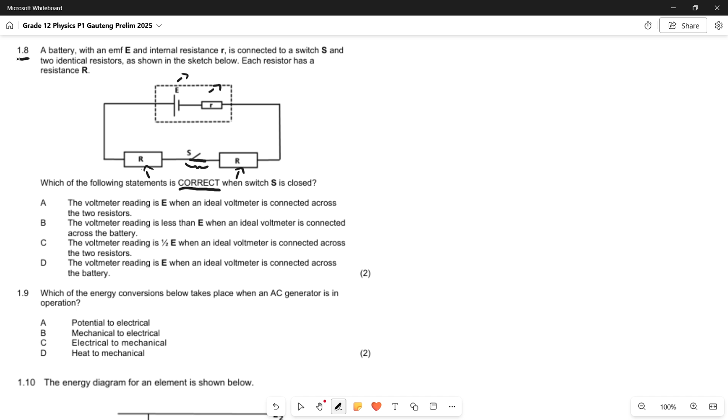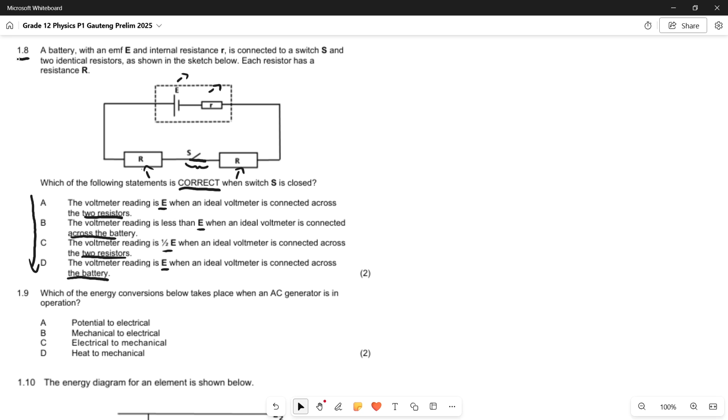So we have 4 different options over here. We will read these ones. And it says A, the voltmeter reading is E when an ideal voltmeter is connected across the 2 resistors. Okay. B says the voltmeter reading is less than E when an ideal voltmeter is connected across the battery. C says the voltmeter reading is half E when an ideal voltmeter is connected across the 2 resistors. And then D says the voltmeter reading is E when an ideal voltmeter is connected across the battery. So slight differences between the two. We have E, E, half E, and E over there. And then we have across the 2 resistors, the voltmeter, or across the battery, and then the resistors again, and then the battery again.